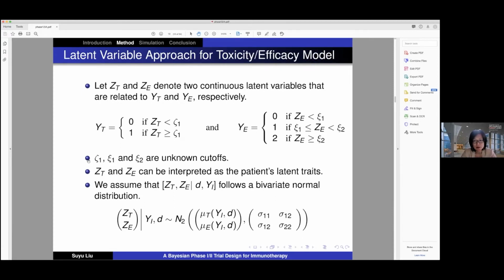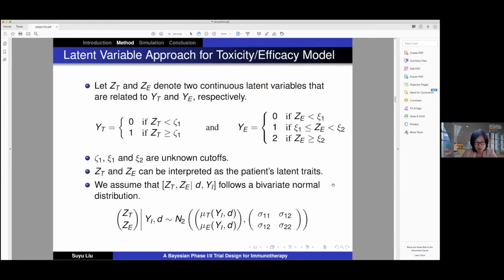For the toxicity and efficacy model, we use a latent variable approach. Here ZT and ZE denote two continuous latent variables. For the toxicity outcome, YT equals zero if ZT is less than the cutoff value zeta one, and if this latent variable is greater than or equal to zeta one, we let the outcome YT equal one. Similarly, we use two cutoff values to define the efficacy outcome YE. You can see here zeta one, zeta C1, zeta C2 are unknown cutoffs to define the values of the toxicity outcome and efficacy outcome. ZT and ZE can be interpreted as the patient latent traits.